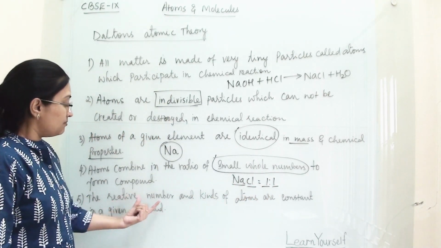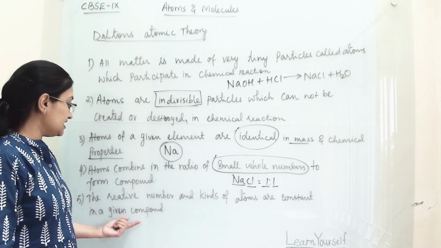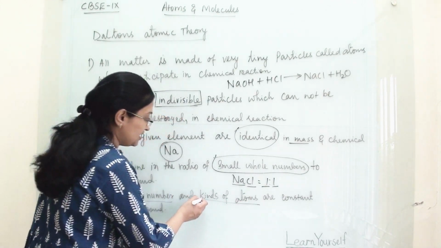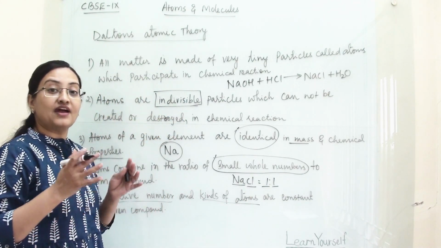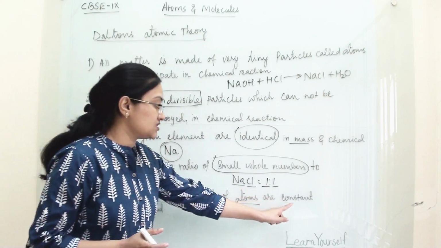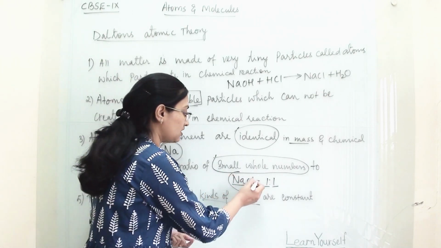The relative number and kinds of atoms are constant in a compound. That means what all kinds of atoms are combined in a compound are constant. They will remain constant if we are talking about the compound.